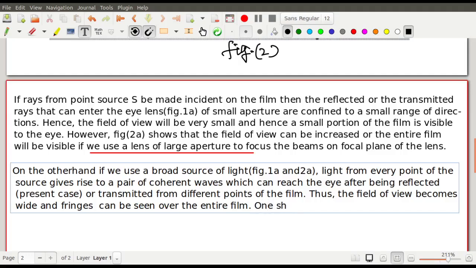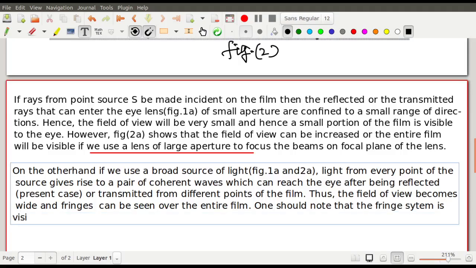One should note that the fringe system is visible by an unaided eye without using any external lens system.